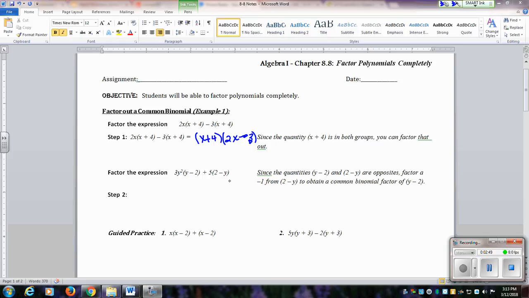So we could factor out a negative 1. It says right here, we could factor out a negative 1 from the quantity 2 minus y. That would basically just change the signs of what's inside this quantity. In other words, my 2 would become negative and my y would become positive, just like this parentheses here. So we would get that common binomial factor. Here's what it would look like. We would take the 3y squared times the quantity y minus 2.